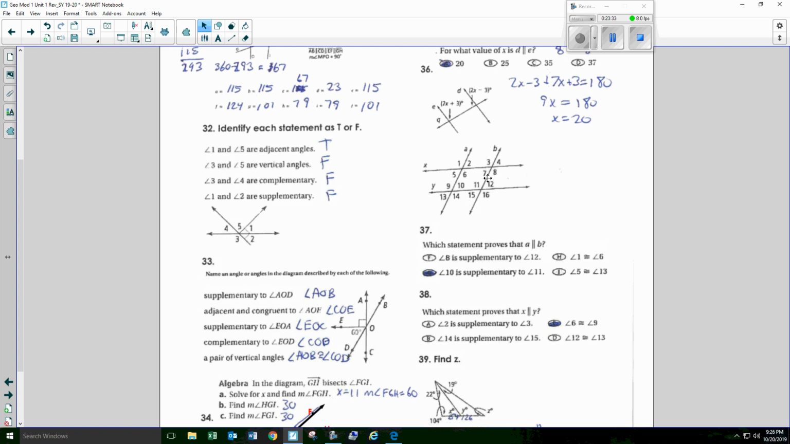Okay, is 8 and 12? No, 8 and 12 are touching lines X and Y. We want them touching both A and B. 1 and 6 are vertical angles. I can't use that. Remember, it's going to be one of our 4 types. Vertical angle is not one of the 4 types.